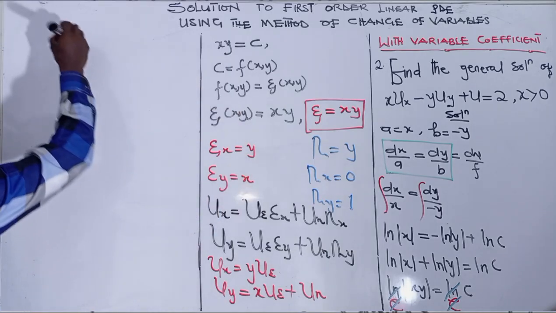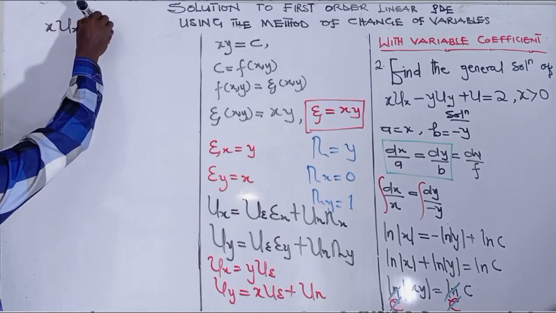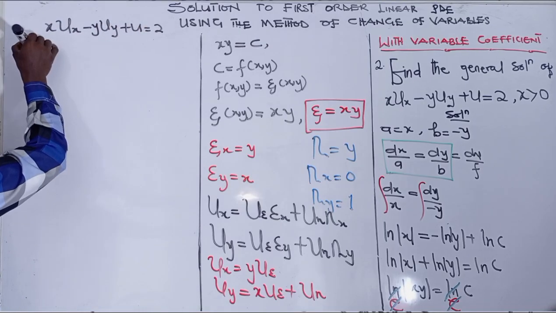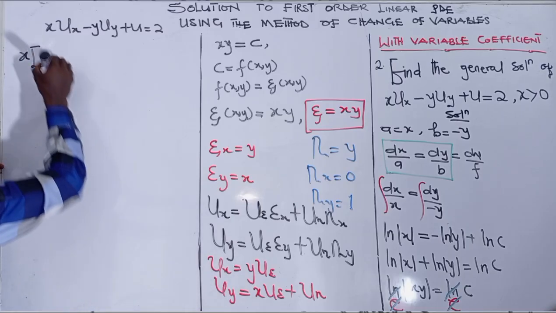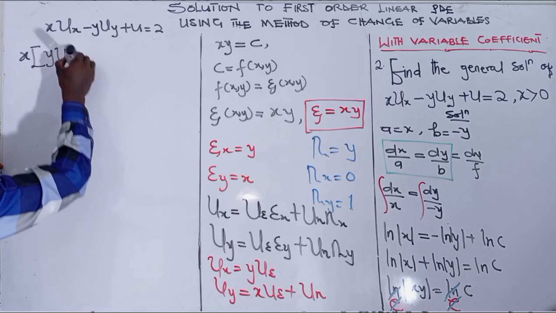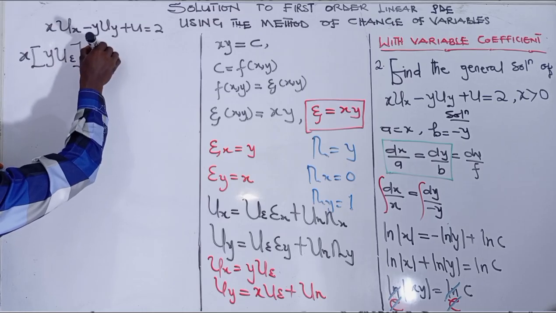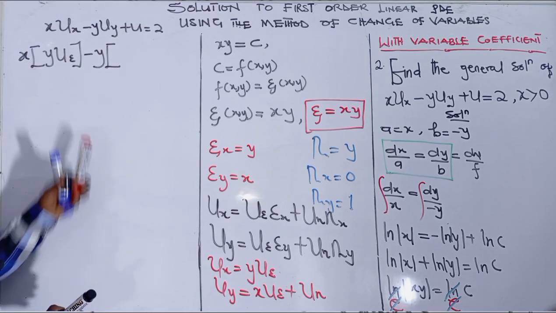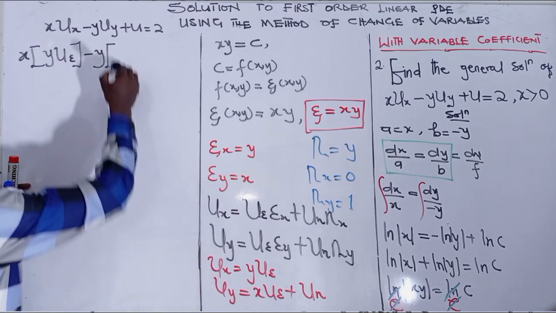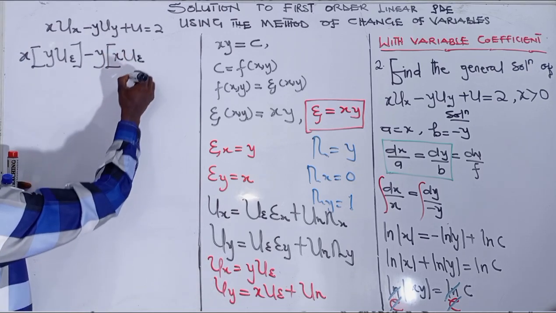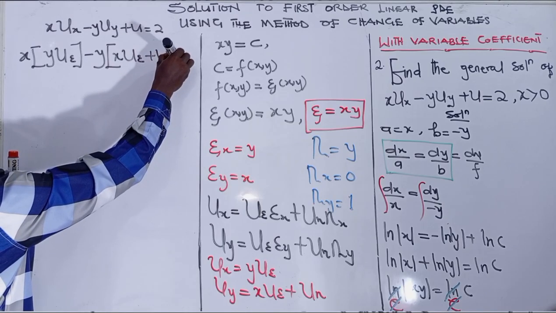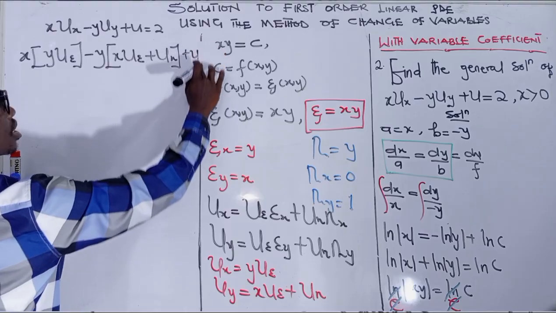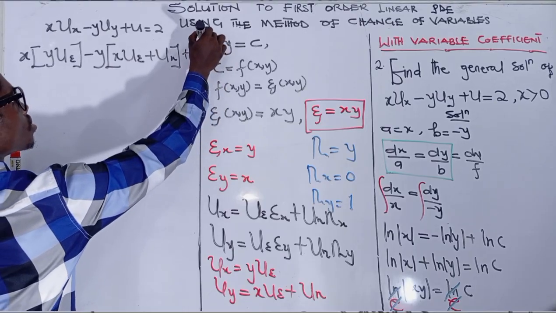So we have the equation. Our ux is y u xi, then we have minus our uy. This is uy. So we have x u xi plus u eta, plus u is equal to 2.